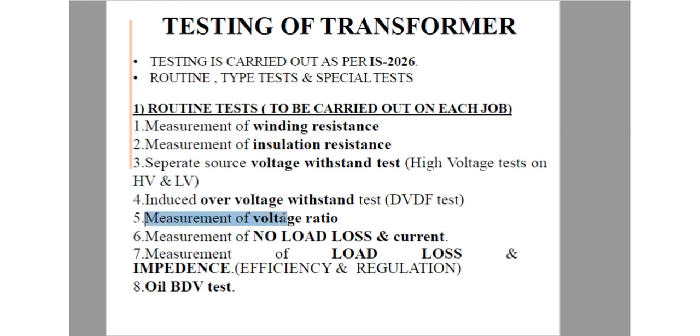The fifth test is the measurement of voltage ratio. The sixth test is measurement of no load loss and current. It can be the measurement of load loss and impedance, so finding out the efficiency and the regulation. And the important test is the oil breakdown voltage test. So these tests are to be carried out for the transformer.